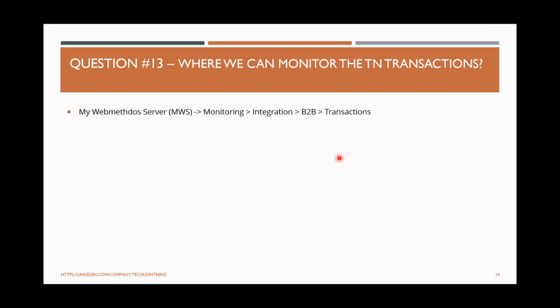I'll move on to the next one: where we can monitor the TN transactions. Trading Networks is a component which runs on the IS, but in the IS you cannot monitor the incoming transactions. So what you will do is go to MWS. MWS has two high-level areas, one is administration and the other is monitoring. This is for monitoring. Under monitoring you have integration, and there you have B2B. Inside B2B you have something called transactions. On this page you can monitor all the transactions coming into TN, and whatever is going out from your TN, you can also see it on that particular page.